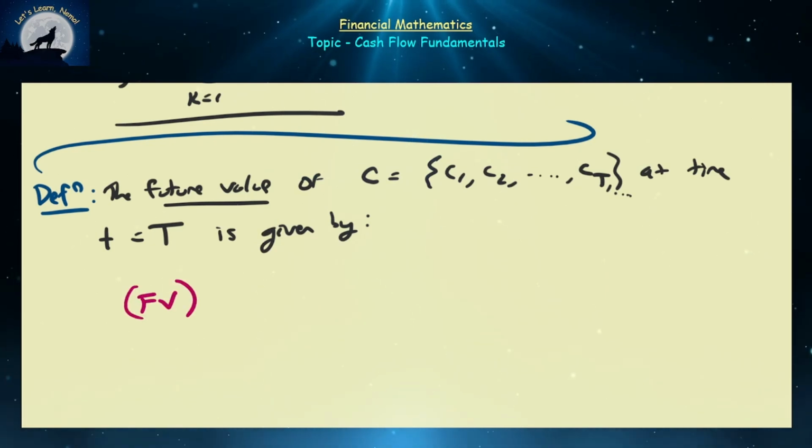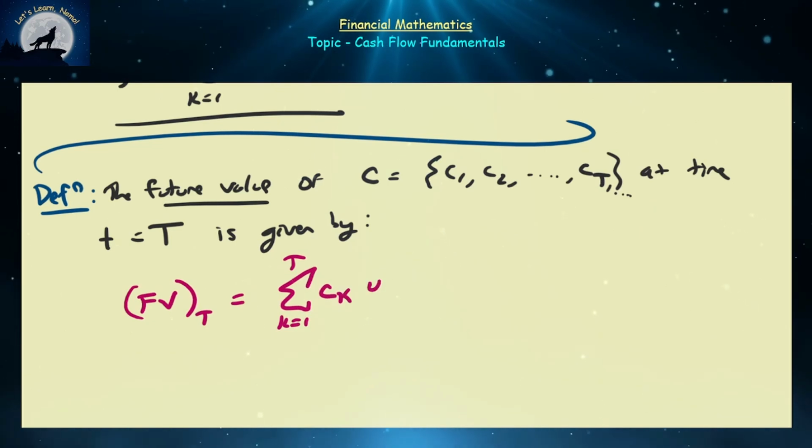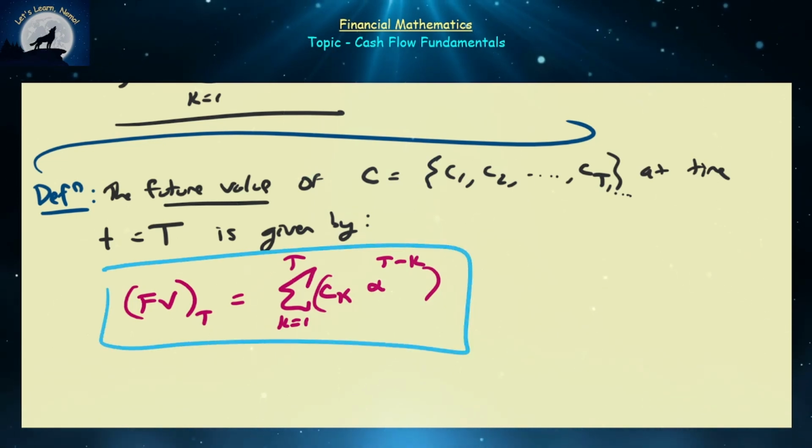So FV is going to correspond to future value. Subscript T will be equal to the sum from k equals 1 to capital T of our cash flow value, alpha to the power of T minus k. All right, so this is the definition, the formulaic form of future value.